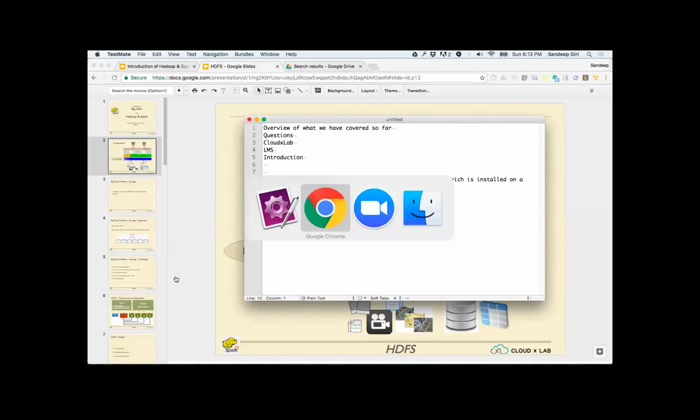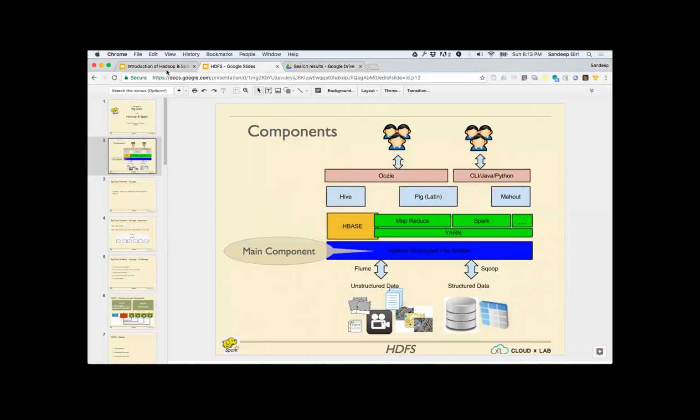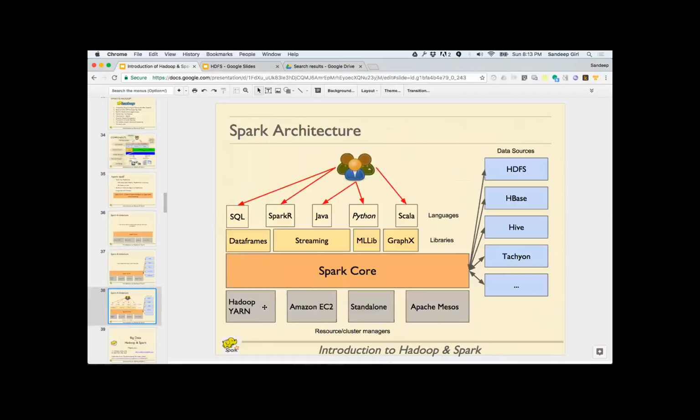Let me go back to the architecture so that we can talk. Very good point that Kar has raised, that Yarn is running on top of HDFS, which is running on AWS. That's correct. That's one way of running it. The good part about Spark is that Spark can directly schedule on Amazon EC2. Even if there is no Yarn, you can run Spark directly on EC2.